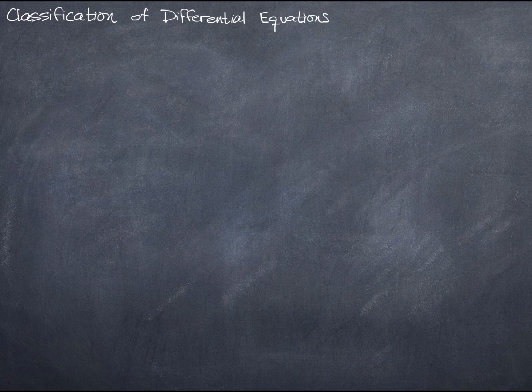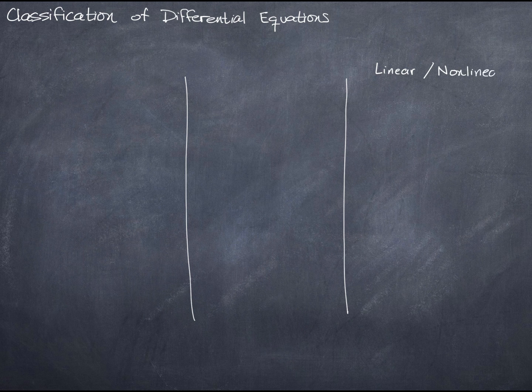In algebra, we learned that there are linear equations or quadratic equations, different degrees, different types of equations. Well, the same is true with differential equations. There are different classifications of differential equations. A differential equation can either be linear or nonlinear. It will have a certain degree, and it will either be what we call an ordinary differential equation or a partial differential equation.